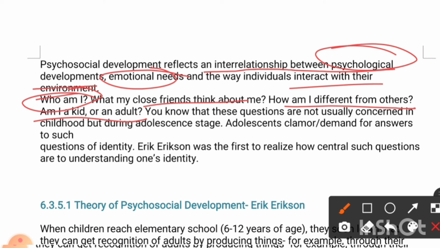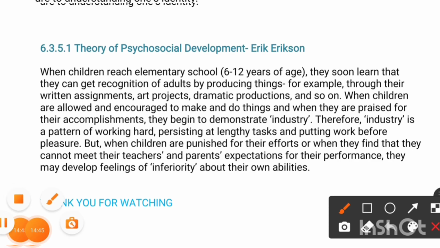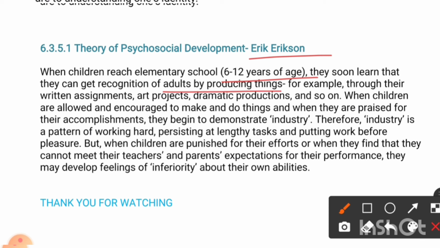Here Erikson has given a theory of psychosocial development that we are going to discuss now. As per Erikson's theory, when children reach elementary school, at 6 to 12 years of age, they soon learn that they can get recognition from adults by producing things, for example through writing assignments, art projects, dramatic productions, and so on. When children are allowed and encouraged to make and do things, and when they are praised for their achievements, they begin to demonstrate industry.